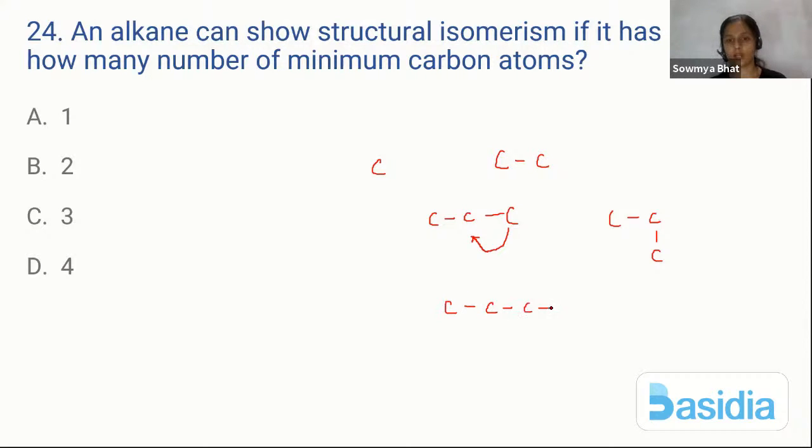But if you have 4 like this, what you can do, this is a straight chain and you can put it down here. So they have mentioned an alkane, so we have put the single bond in between, and 1 carbon can be removed from one end and can be put down here. So these are going to show the chain isomerism, which is a part of structural isomerism. So there should be a minimum number of carbon atoms, which is 4.